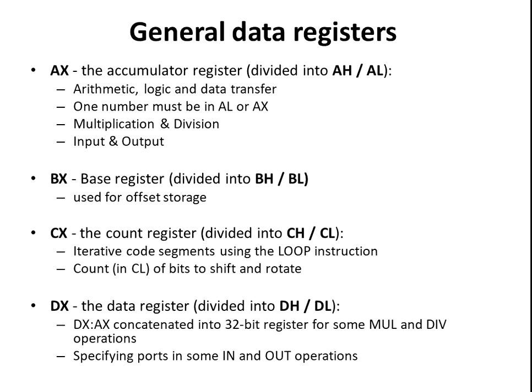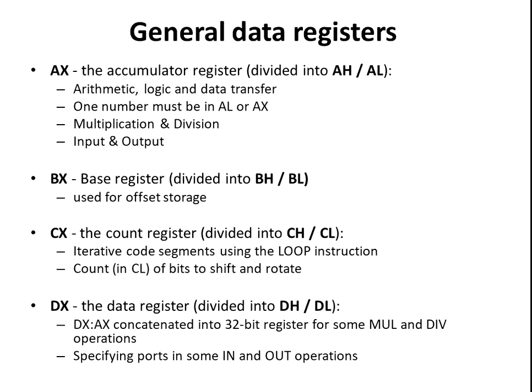Next one is BX. BX is the base register. It is also a 16-bit register. It can be divided into two 8-bit registers, BH and BL. This BX register holds the starting base location of the memory region within the data segment. We will discuss what is data segment later. It is used as an offset storage for forming the physical address in case of certain addressing modes.